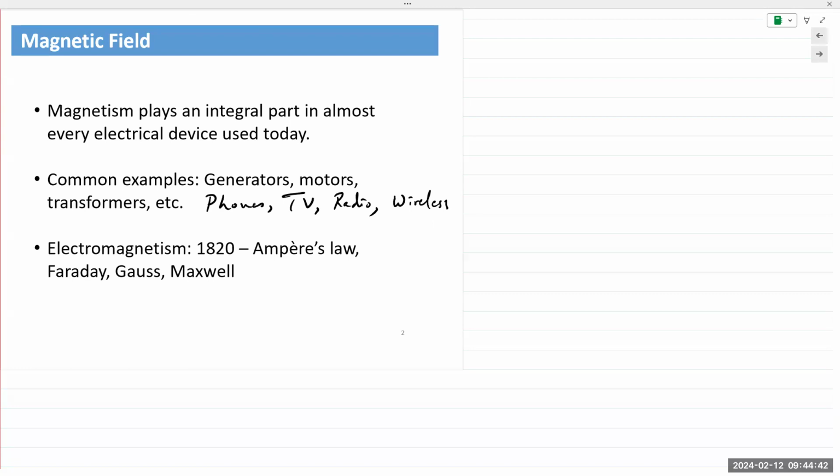It's just that whoever publishes first or becomes famous, their name gets associated with that topic. So that's the case here too. But electromagnetism, what is it? It is basically the magnetic effects that are caused due to a current carrying conductor. When current flows through a conductor, it causes a magnetic field to be established.